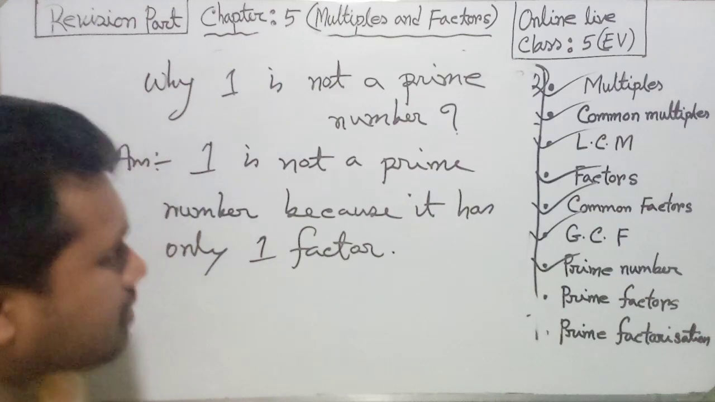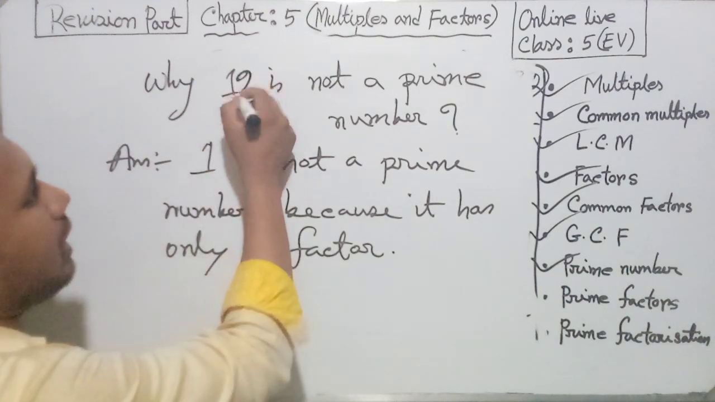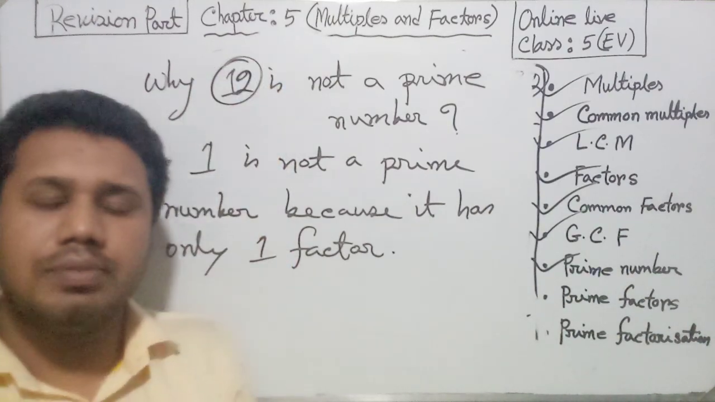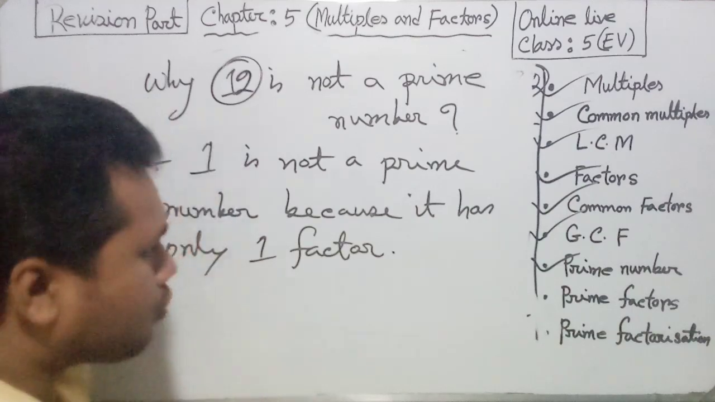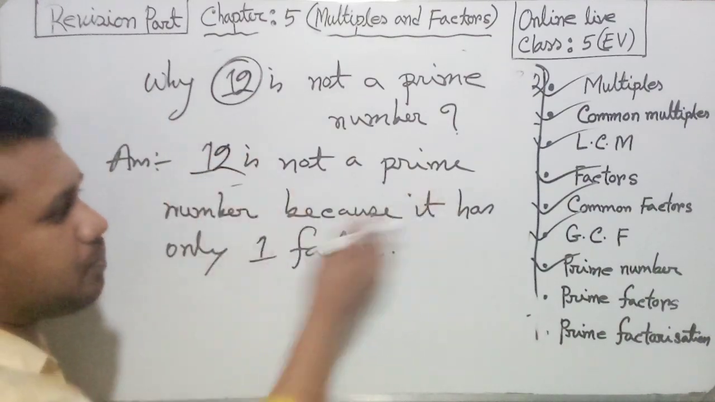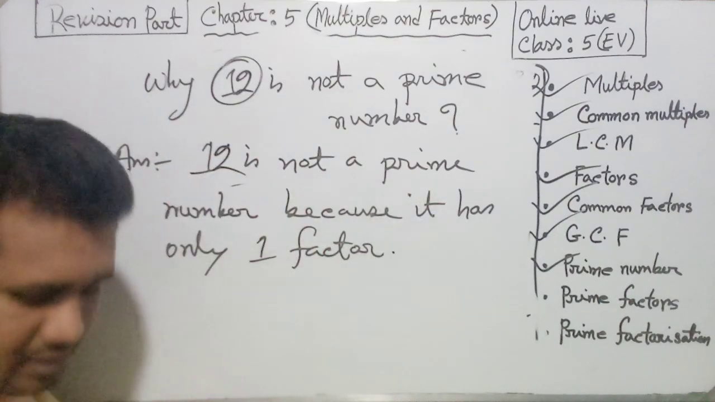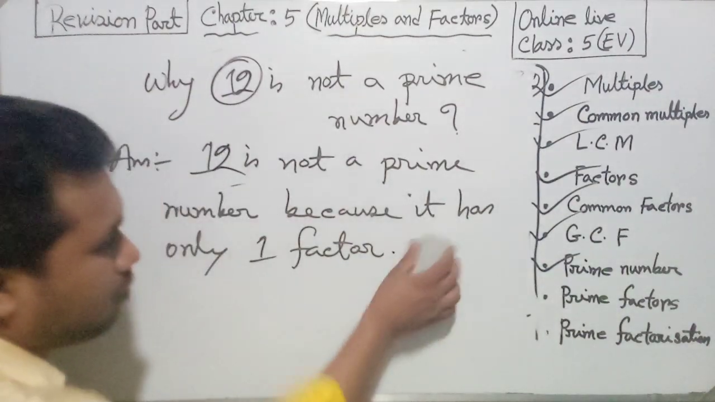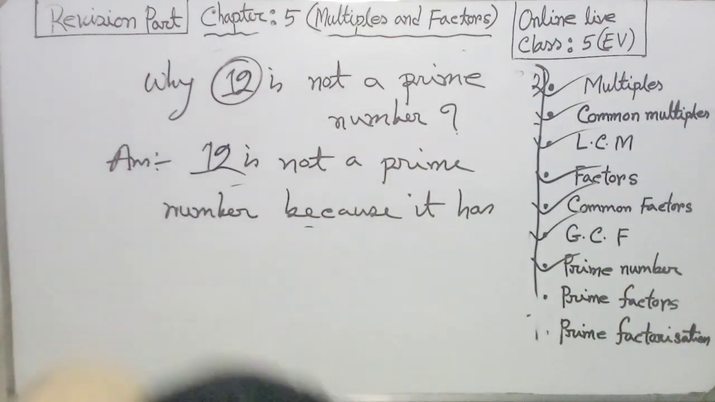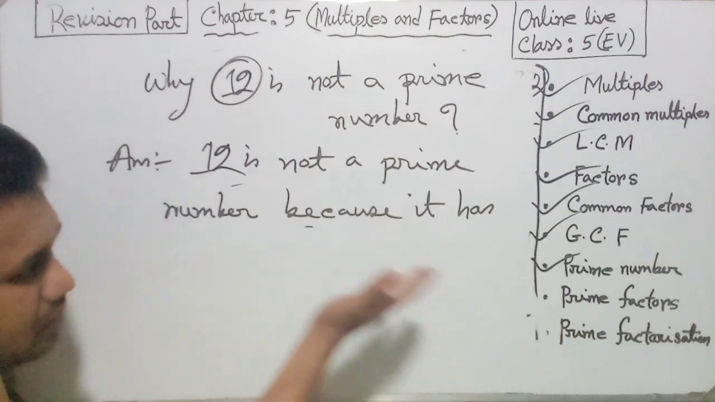Very simple. Suppose the question is why 12 is not a prime number? We can write: 12 is not a prime number because it has... What will be the answer, dear students? Try to think. What will be the answer?